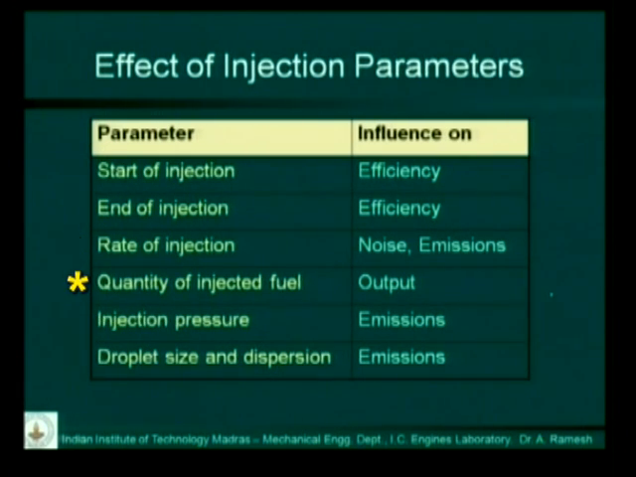Then the amount of fuel that you inject becomes important. If you want high power, high torque, you inject more fuel. The pressure at which you inject becomes important, and the droplet size and dispersion become important. In fact, all these are controlled by the injection system. The first 5 quantities are completely controlled by the injection system. The last one is a result of what happens. If the injection system produces high pressures, the droplet size is low. So the injection system can significantly affect efficiency and emissions, as we already saw.